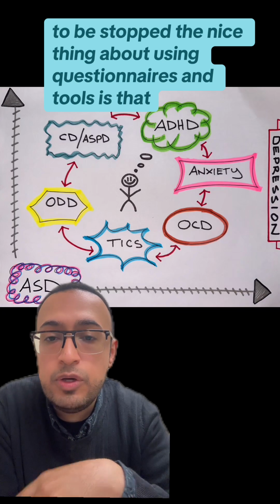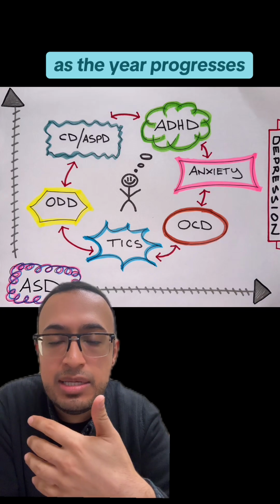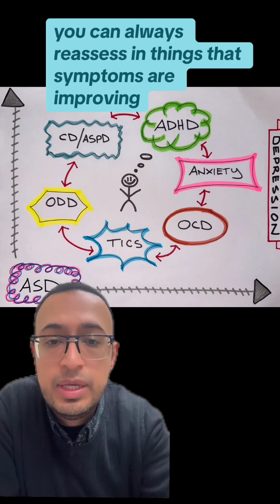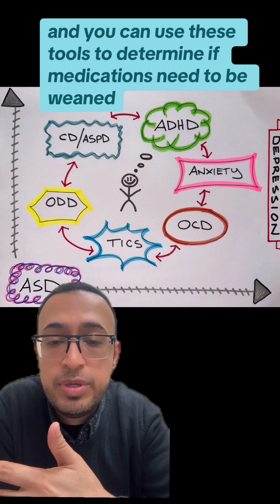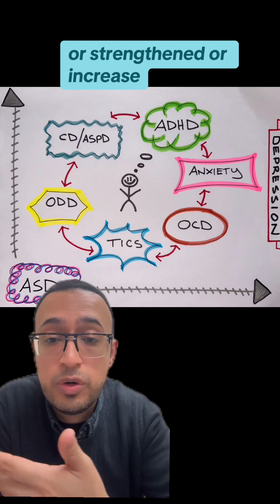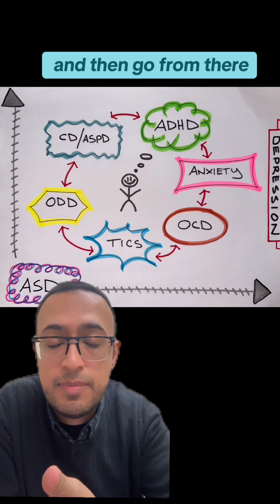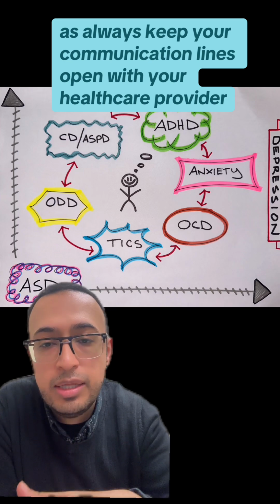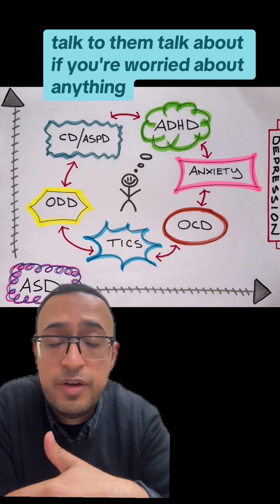The nice thing about using questionnaires and tools is that as the year progresses, you can always reassess and see if symptoms are improving. And you can use these tools to determine if medications need to be weaned or strengthened or increased, and then go from there. As always, keep your communication lines open with your healthcare provider. Talk to them. Talk about if you're worried about anything.